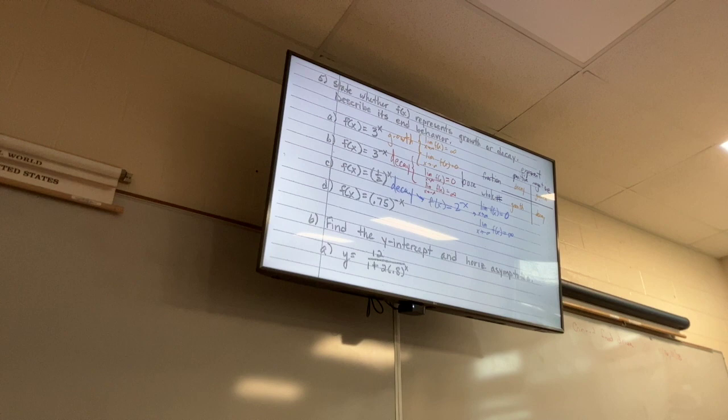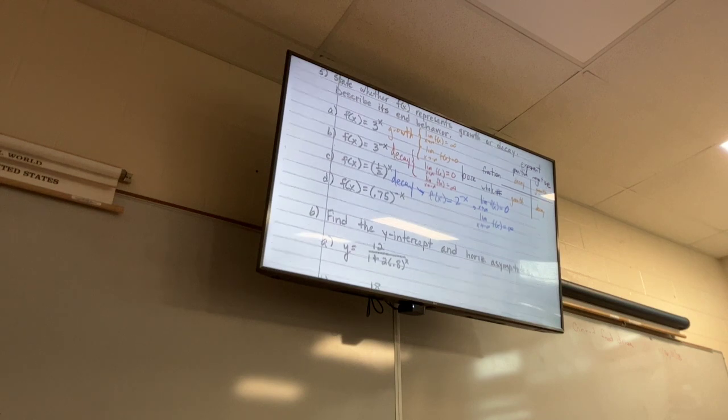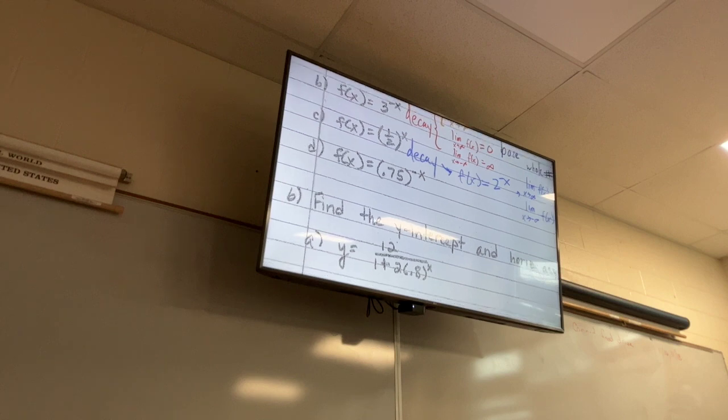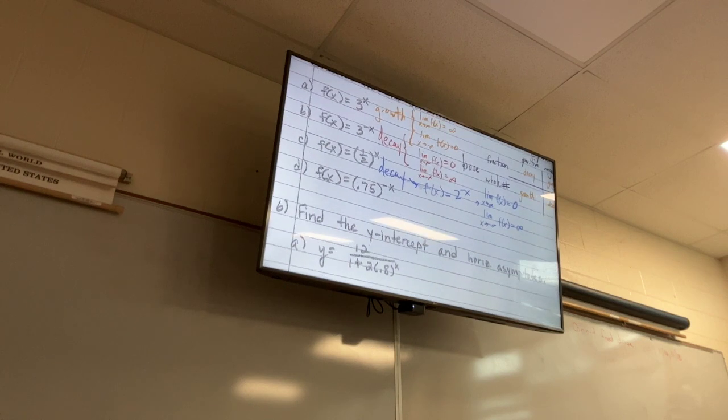Good stuff. And then this last one here, Michael Williams, is that going to be a growth or a decay? Growth. Good job, yeah. Crushed it. Right, this is the same thing as 4/3 to the x.